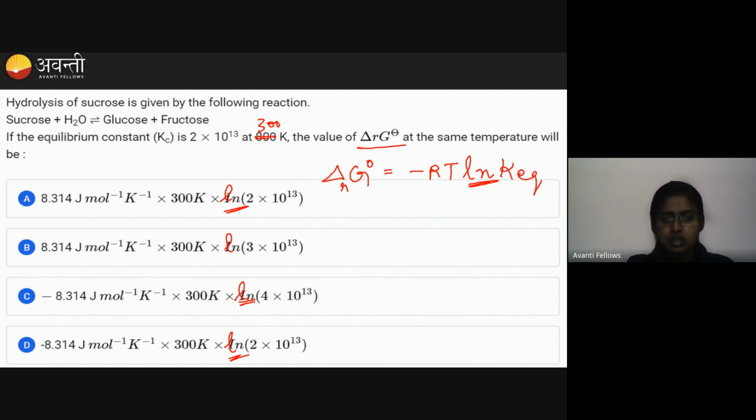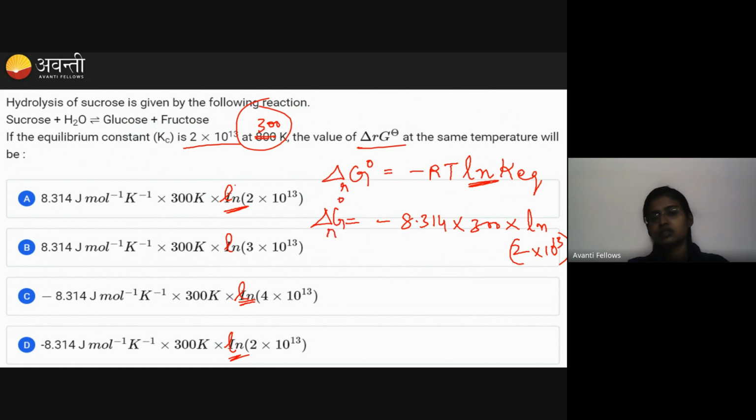Okay, substitute. So it will be equal to minus, what is the R value? The R value is 8.314 kilojoule. Sorry, joule per mole per Kelvin. And what is the temperature? Temperature is 300 Kelvin, into ln. What is the equilibrium constant? It is 2 into 10 power 13. So this is delta G R, direct substitution. So option D is the correct answer for this. Is this okay for all? Clear?